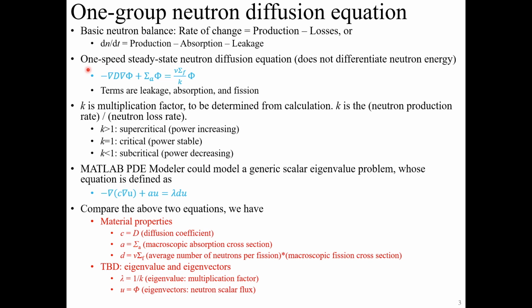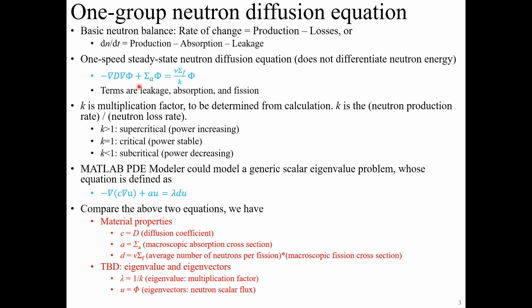And the one group neutron diffusion equation is written in this blue equation. That is negative gradient D gradient flux plus sigma A times phi is equal to mu sigma F over K times the phi. The first term is the leakage term. The second term represents the absorption, and the last term on the right-hand side represents the fission.